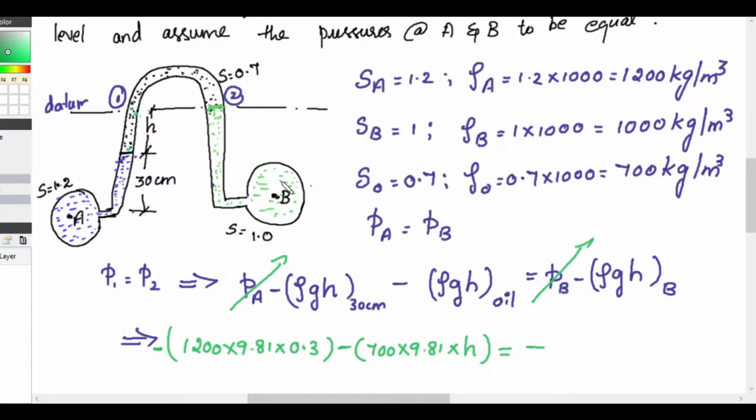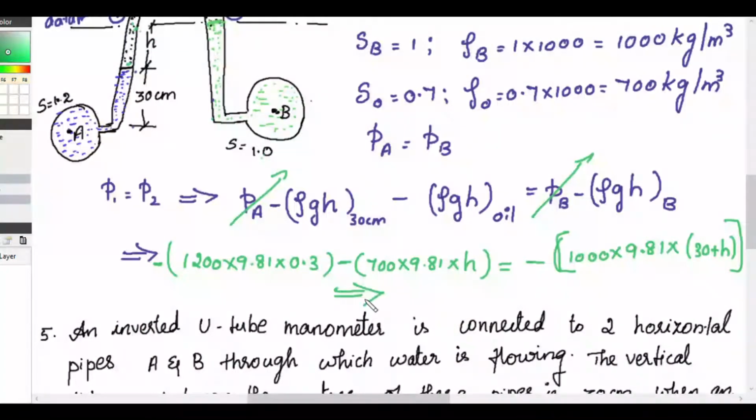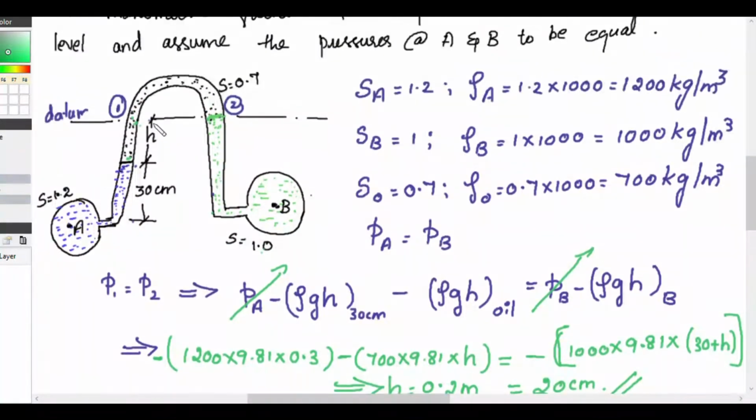At B, the specific gravity is 1, so the density is 1000. So it is minus 1000 into 9.81 into, here the height is 30 plus h. So the only unknown is h. We resolve, and we get h is equal to 0.2 meter, that is nothing but 20 centimeter. So we get h is equal to 20 centimeter.